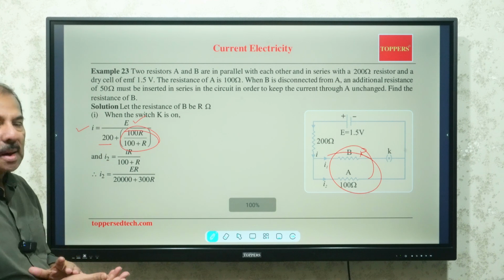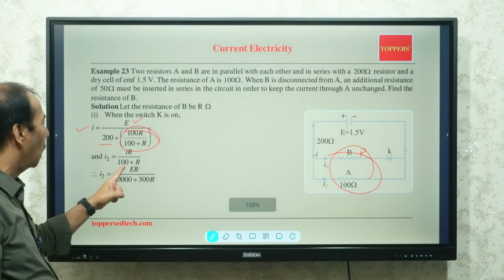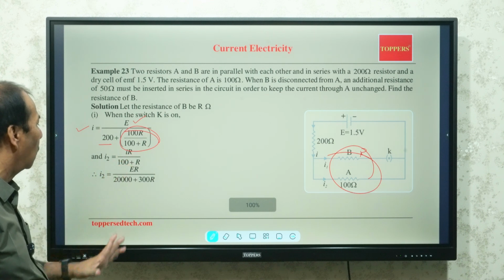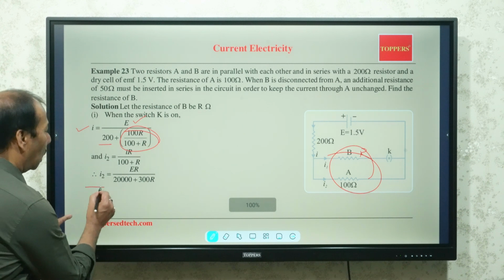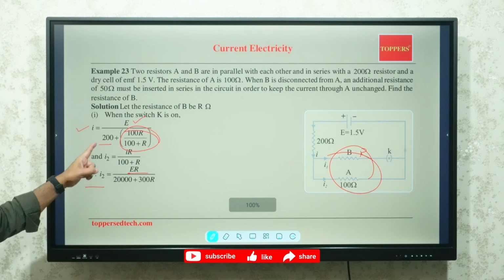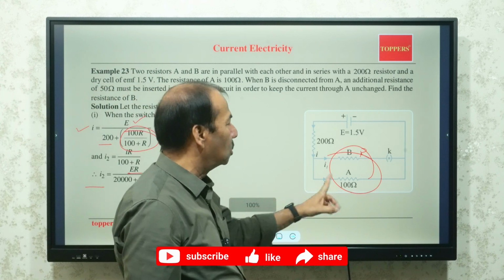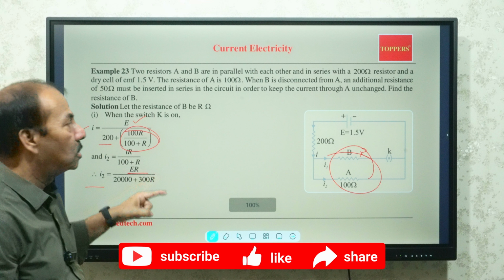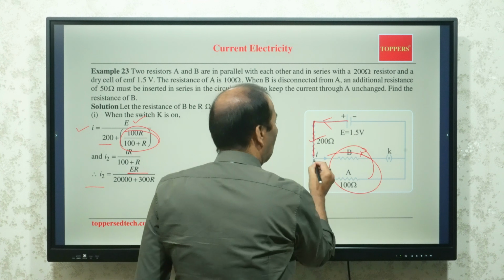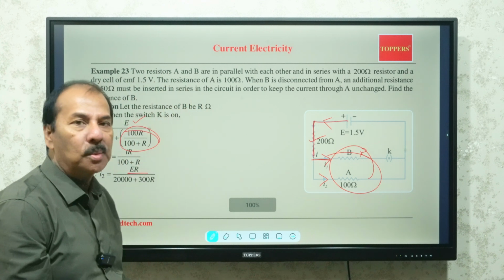Now in the second case, suppose the current passing through A is I2. This is the total current I which is released from the cell, so up to here it will be I. Now this will be distributed again, so suppose some current I1 here and I2 here. Now we have to calculate this I2.